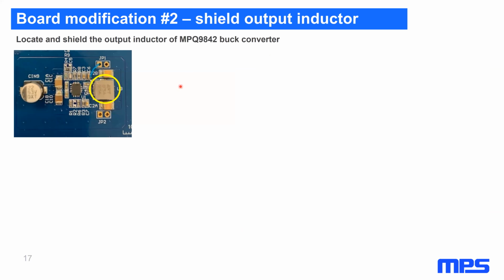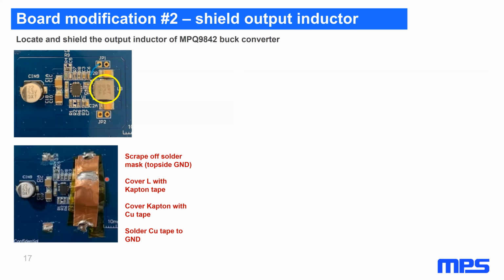So next, I want to go on and try a different component in my layout and in my design. I'm going to go for the inductor, and I'm going to follow the same process that I did for the input decoupling caps. I'm going to try to find some local ground near this place, scrape off the solder mask, cover it with some kind of insulating material, put copper tape over it to act as a semi-shield, and then solder that tape to ground.